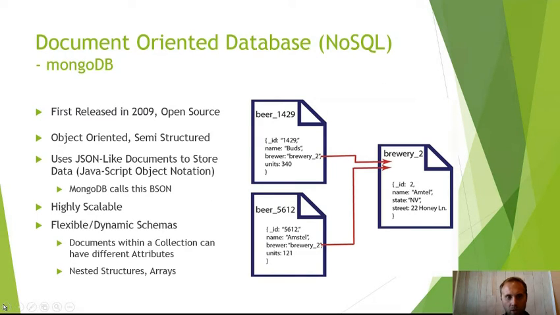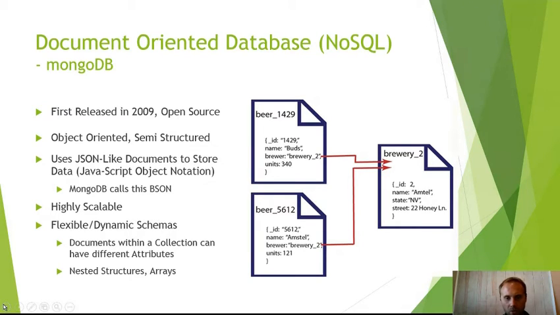Okay, so that's that. And then if we look at MongoDB, that's a document-oriented database, also known as NoSQL. First released in 2009. It's open source, and I think there's also a commercial side to it as well, but there is an open source community that works on it. It's more object-oriented, semi-structured compared to SQL, and it uses JSON, or JavaScript Object Notation, JSON-like documents to store the data. And in MongoDB, they call it BSON.